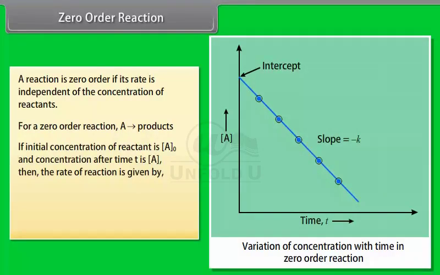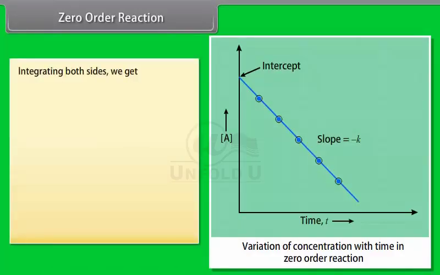If initial concentration of reactants is A naught, and concentration after time T is A, then the rate of reaction is given by minus dA by dt is equal to product of K and A raised to the power 0, which is equal to K. It can be written as dA is equal to minus K dt. Integrating both sides, we get A is equal to minus KT plus C.